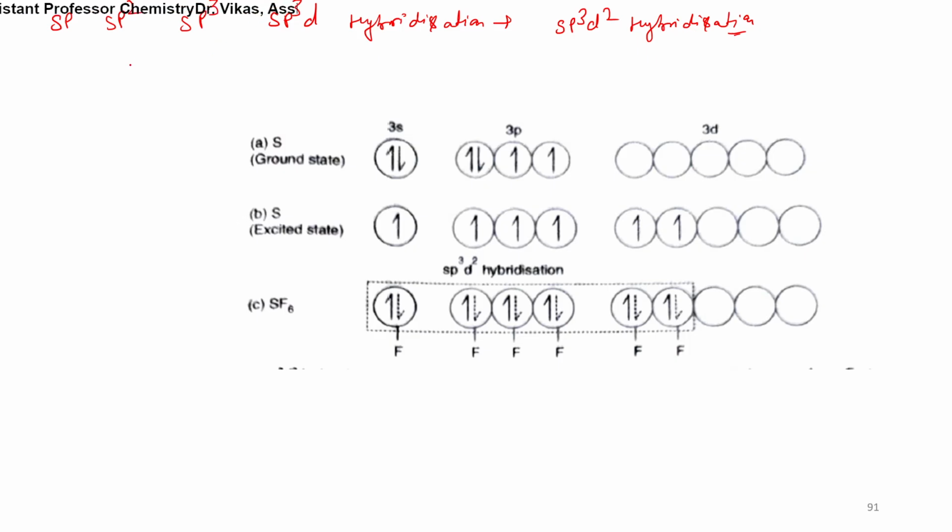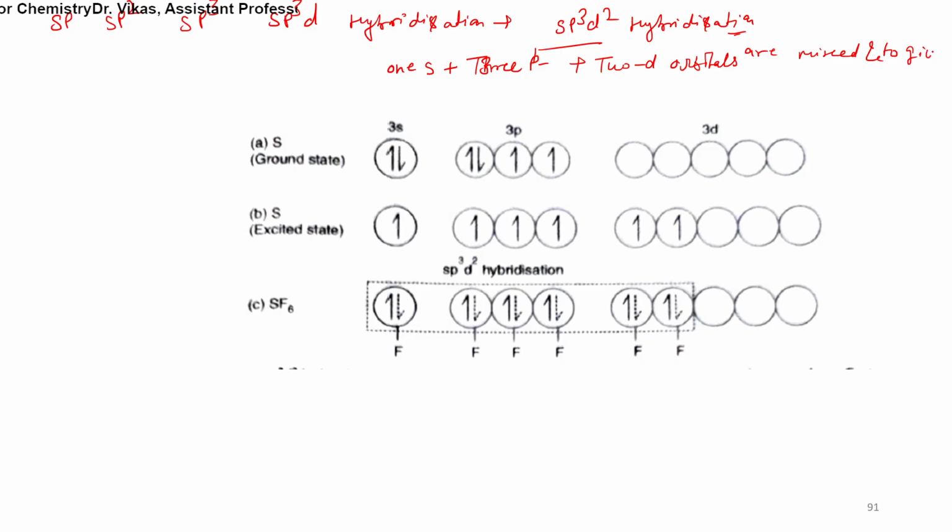In this hybridization, sp3d2, one s, three p, and two d orbitals are mixed to give six sp3d2 hybrid orbitals.